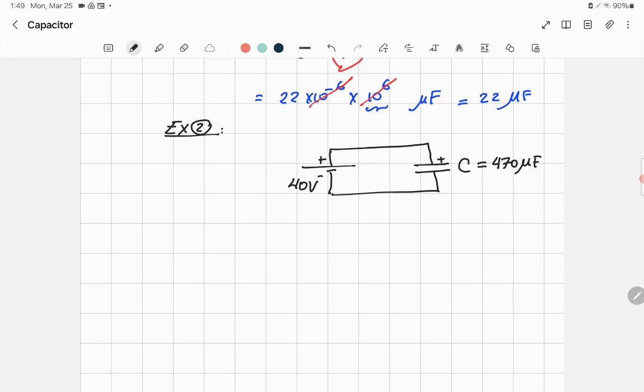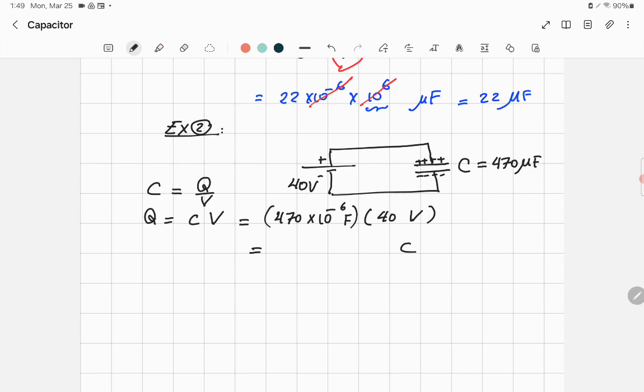So what quantity of charge will be accumulated across the capacitor plates? We know that C is equal to Q over V. Now we want to find Q, so Q will be equal to C times V. C is equal to 470 microfarad, and micro is 10 negative 6, that will be farad. And the voltage is equal to 40 volts. So you should get coulomb. You multiply and you get 18.8 times 10 negative 3 coulomb.